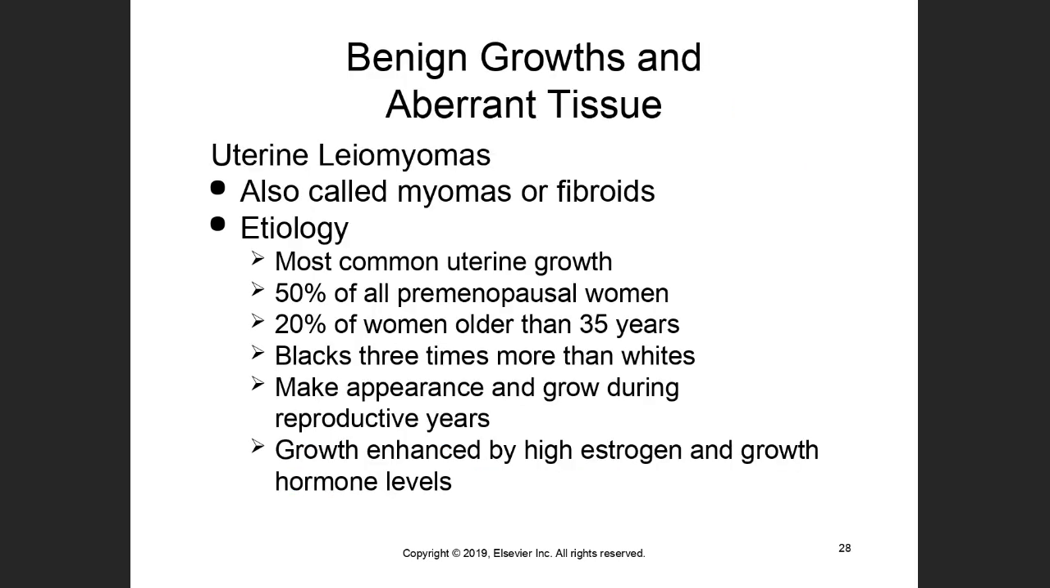Uterine leiomyomas. Okay, uterine leiomyomas, also called myomas or fibroids. Etiology: it is the most common uterine growth. 50% of all premenopausal women, 20% over 35. Black women 3 times more than white, and they appear and grow during reproductive years. Growth is enhanced by high estrogen and growth hormone levels.